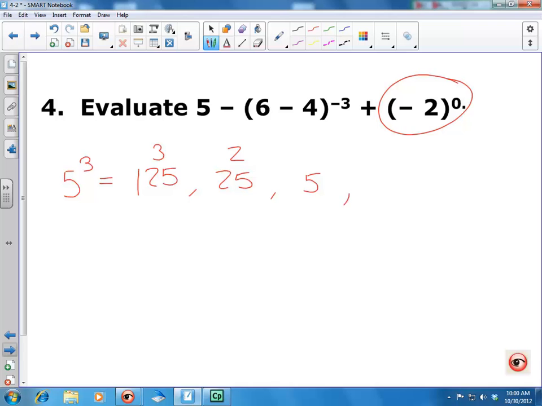What's happening? What am I doing here every time, essentially? Well, I'm decreasing, but I'm dividing by 5, right? What is 125 divided by 5? 25. What's 25 divided by 5? What's 5 divided by 5? That's why any number raised to 0 power is 1, because that number divided by itself is 1. Okay? That's why that is the way it is.